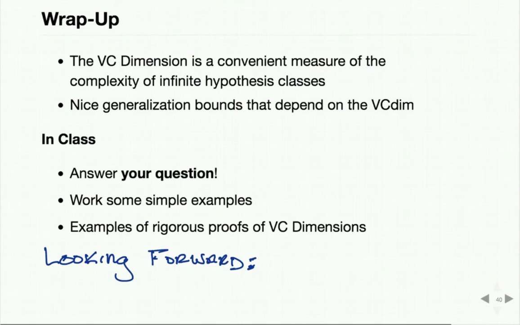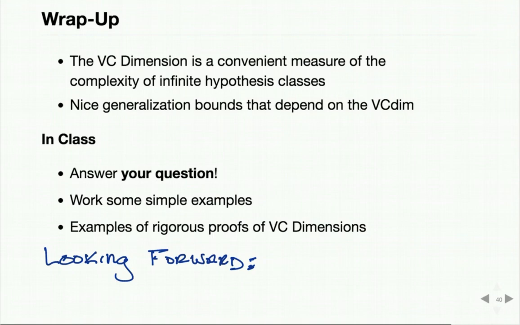Okay, so to summarize, the VC dimension is a convenient measure of the complexity of infinite hypothesis classes. And once we have that convenient measure, we can insert it into our generalization bounds, and we can say things about the relationship between the training error of a hypothesis, the generalization error, and the complexity of the model. In class, we will answer any of your questions and work through some simple examples. In particular, we'll look at examples of more rigorous proofs of VC dimension and talk about what I expect you to be able to do.